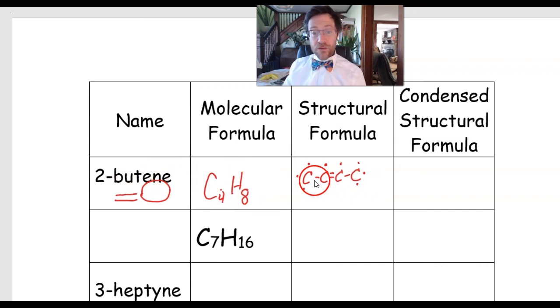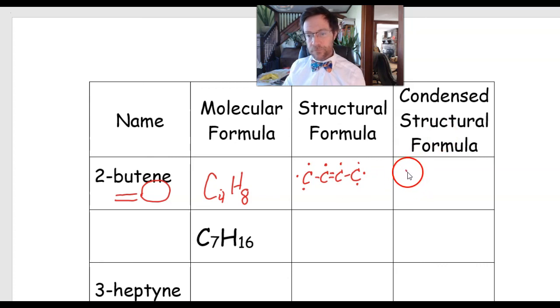And then I know that I've got 4 carbons, 1, 2, 3, 4. I've got a double bond in the second position, right there, and I should have 8 hydrogens. 1, 2, 3, 4, 5, 6, 7, 8. Beautiful. That's my structural formula. That's the actual shape of the thing, and now we're going to do condensed structural. This is what we use more in sentences.